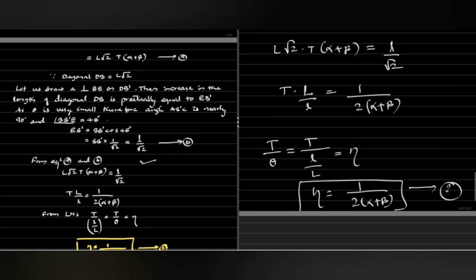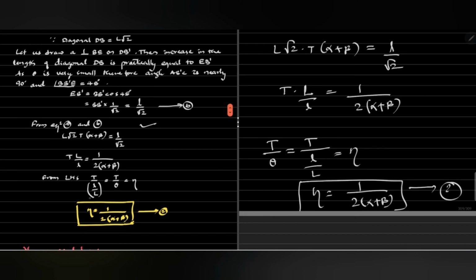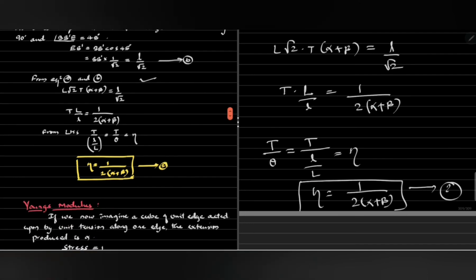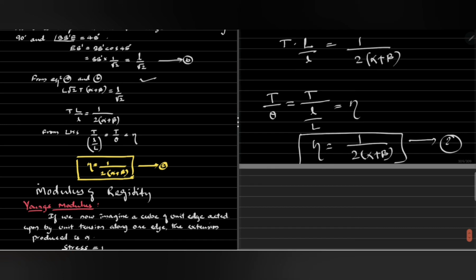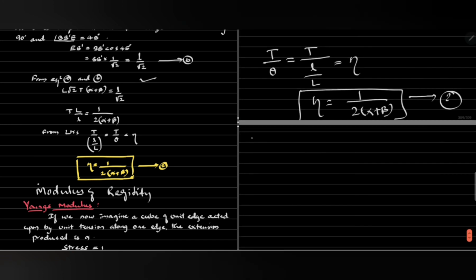And now see here, I have written here, eta equals 1 by 2 into bracket alpha plus beta. So that is called the modulus of rigidity, or rigidity modulus.